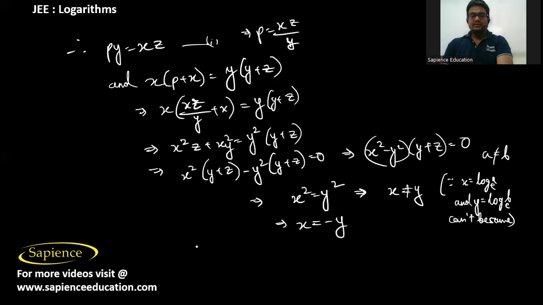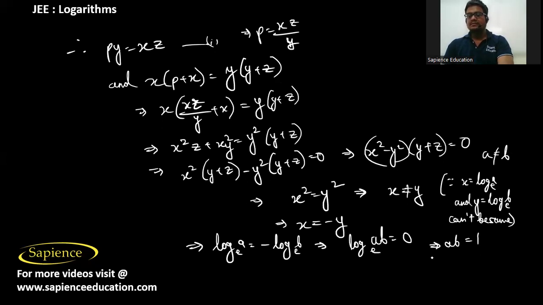It should be equal to minus y. So it means what? That log a base e is equal to minus of log b base e. That means what? Log ab base e should be equal to 0. So it means that ab should be equal to 1.